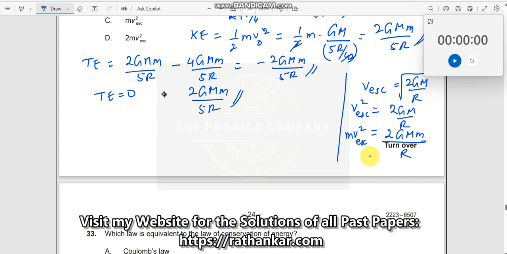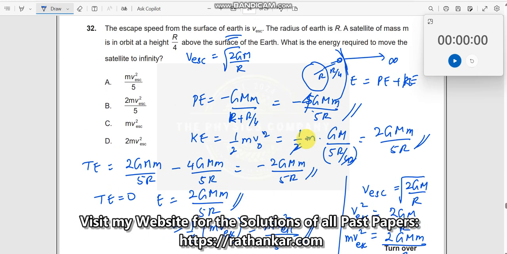Now I'll plug this in here. The energy required to make it escape from the earth is nothing but 2GMm by R times 1 by 5, and this 2GMm by R I'll substitute as m v escape square. So it is m v escape square divided by 5. Let us see which option it is. A is the right answer.